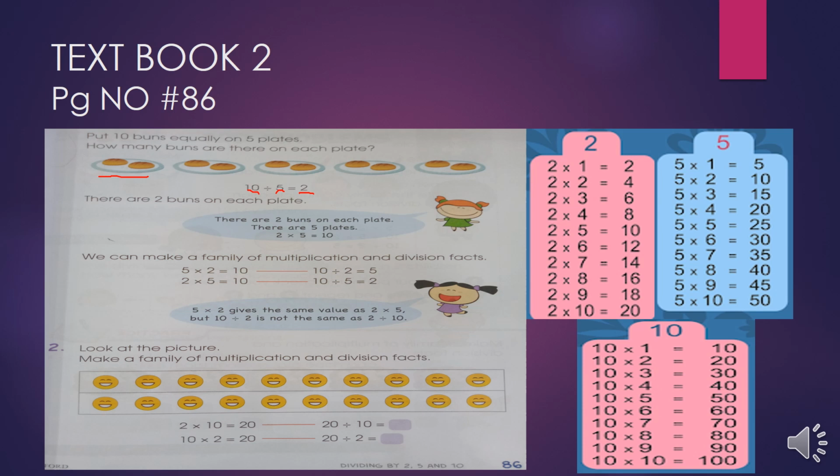So again, 10 in total divided into 5 equal groups. The answer is 2. In each plate there are 2 buns. This is how we make a division sentence: 10 divided by 5 is equal to 2. Now, when 10 comes in the 5 table, class, can you see the table? 5 twos are 10. So you can see the answer is 2.